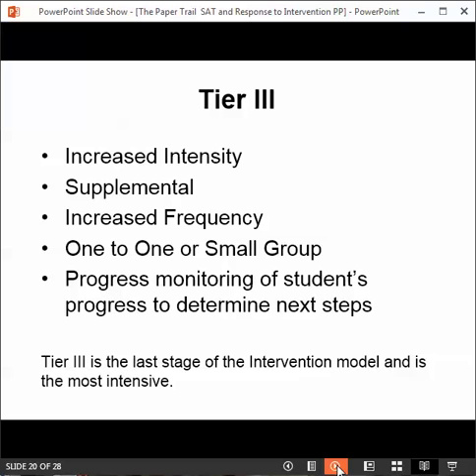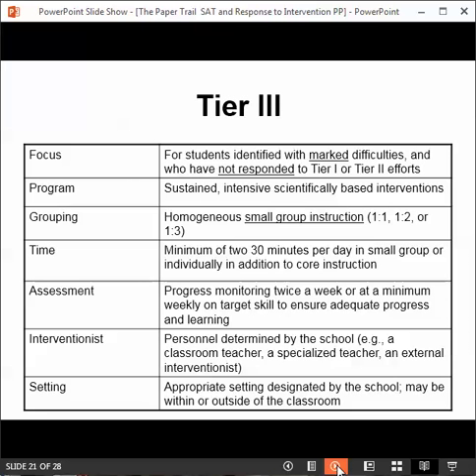It's increased intensity, supplemental. It's one-to-one or small group. It's progress monitored. This is Tier 3. Tier 3 is the last stage of the intervention model, and it's the most intensive. So it can go to one-on-one instruction if needed. It's for students identified with marked difficulties and who have not responded to Tier 1 or Tier 2 efforts. It's sustained, intensive, scientifically based interventions. The interventions aren't just picked out of the sky. They're specifically proposed things that the instructor that's given the responsibility is designated to do with the student.